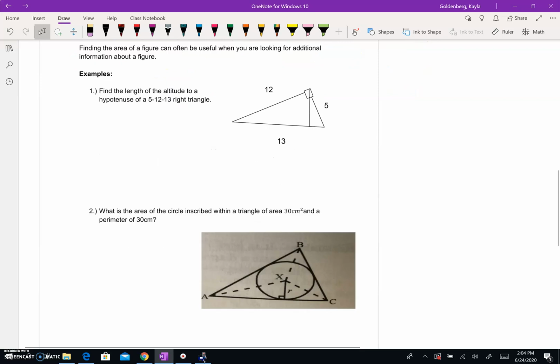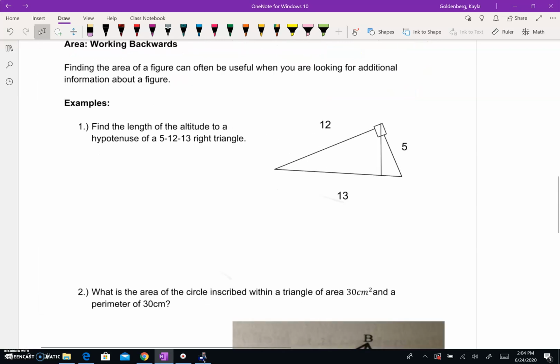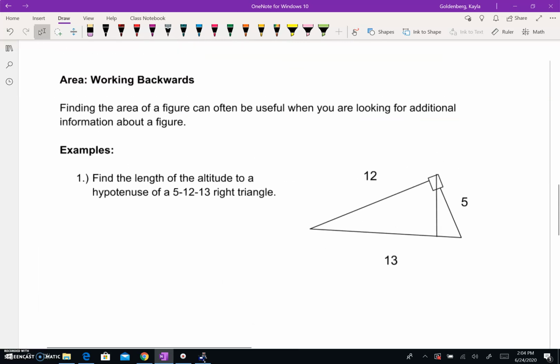And then the last couple things I want to show you guys, there's just 2 more over here. So a big part of area problems, especially in geometry, is called working backwards. And working backwards problems often give you the area and ask you to backtrack and find a certain measurement. So finding the area of a figure can often be useful when you're looking for additional information. We want to find the length of the altitude to the hypotenuse of the 5, 12, 13 right triangle.